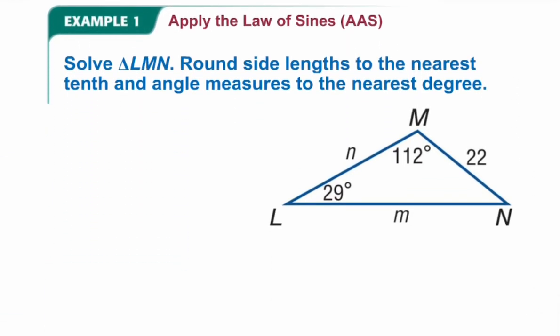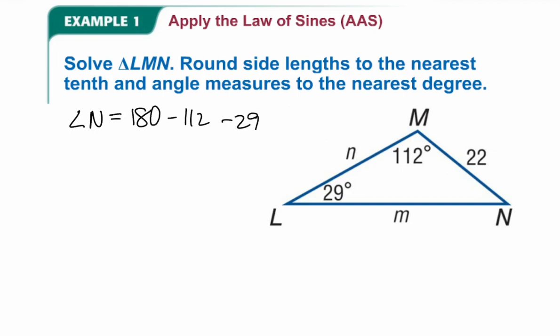Okay. It says solve the triangle. Anytime any of the instructions say to solve the triangle, what they want you to do is find any missing angles and sides. So whatever's missing, they want you to find it. Now, what's great is the 180 rule for triangles is true for any type of triangle. So this particular triangle, we know that angle N will be 180 minus 112 and 29.